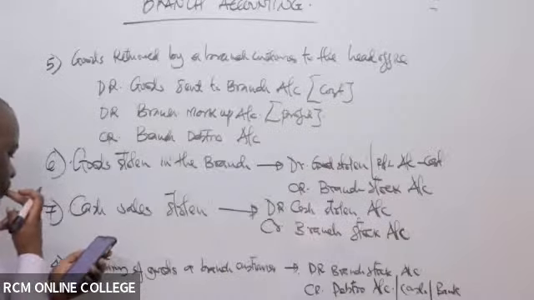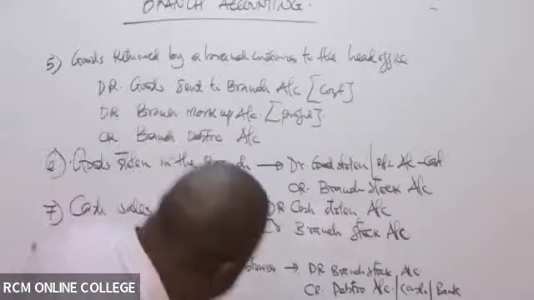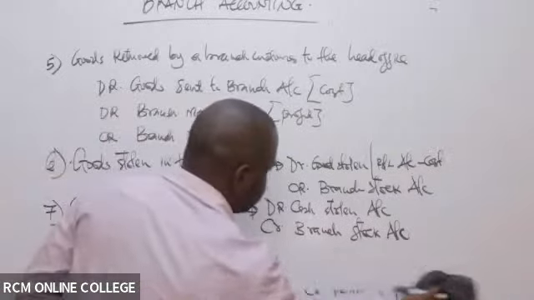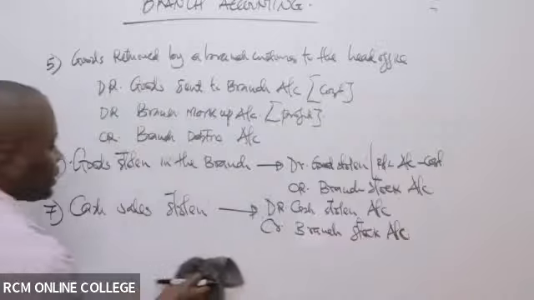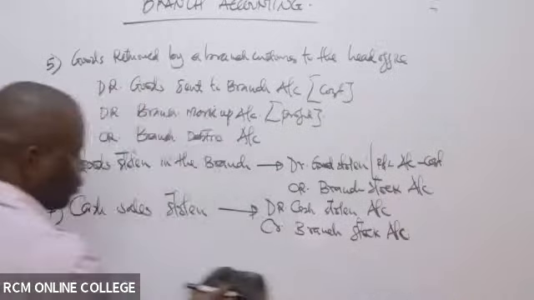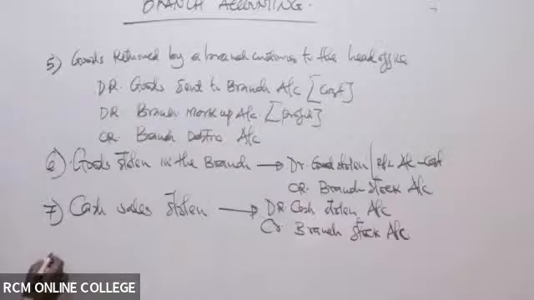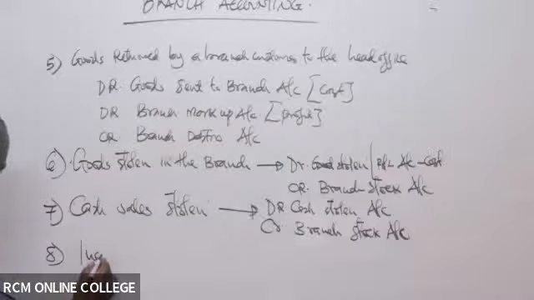Then there can be an increase in price. Another transaction. The branch can decide in this case that they're going to increase the price of the goods. So they are selling goods there at the branch, but now in that branch, they have decided they'll change the price. So there can be an increase in price in the branch.